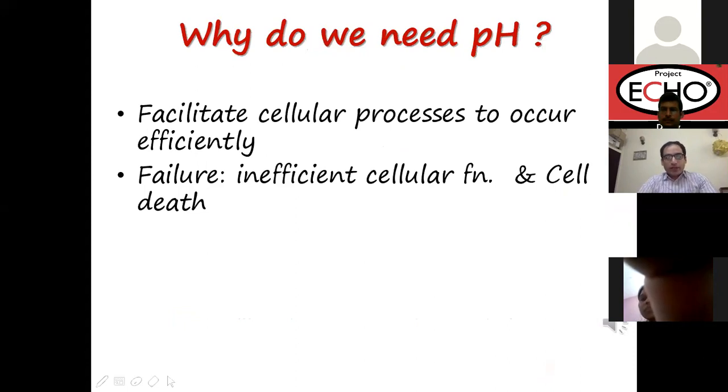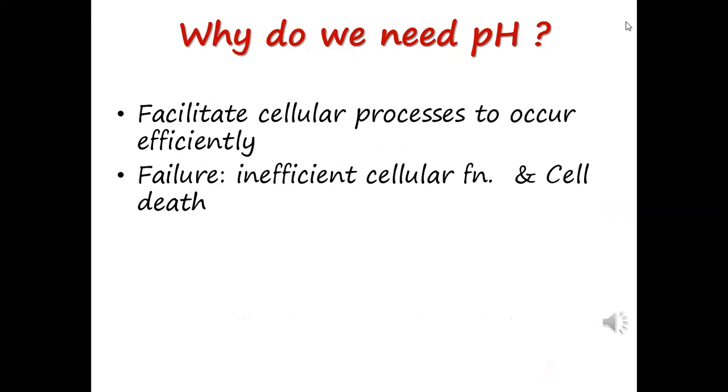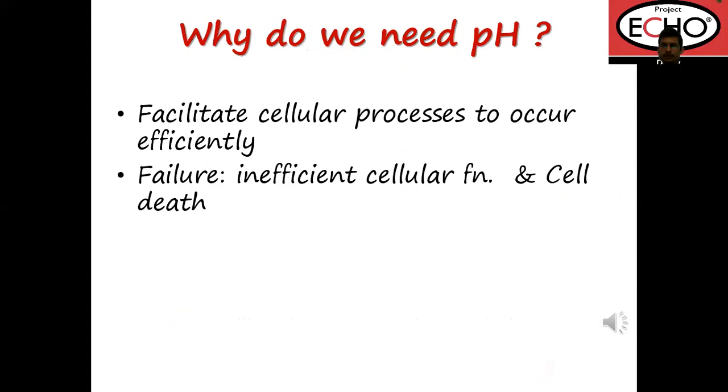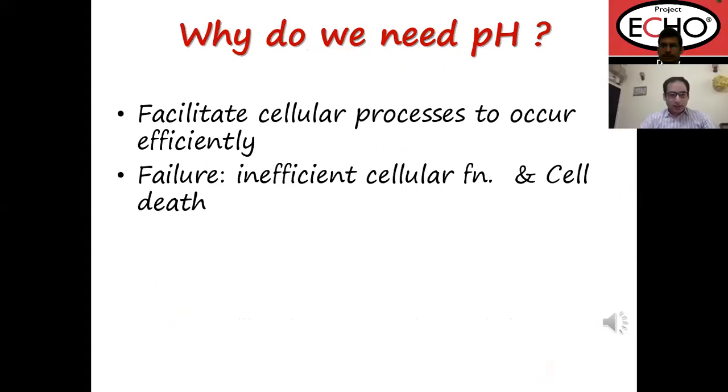So why do we need to maintain a normal pH? Each cell of the body needs a normal physiological pH because each enzyme and each cell system needs a normal pH to function optimally. If this is not maintained, the cell process will come to a fault. There will be cell death, ultimately leading to organ failure.